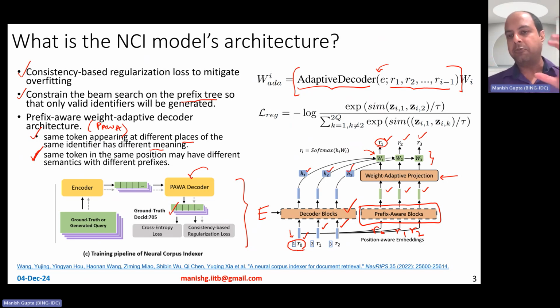Adaptive decoder basically outputs the next token. Now this token is actually multiplied by the weight matrix W so as to essentially get the weight matrix for the next position. Okay. So the idea is that you would basically get this particular adaptive decoder.